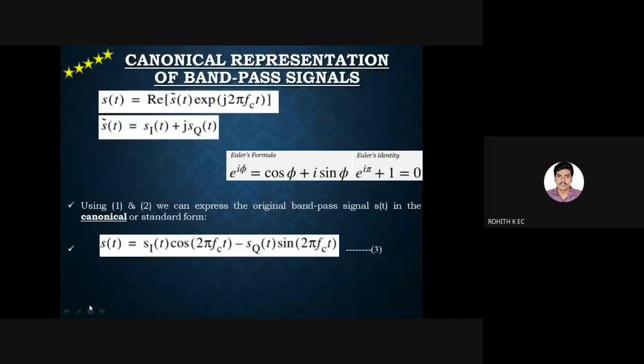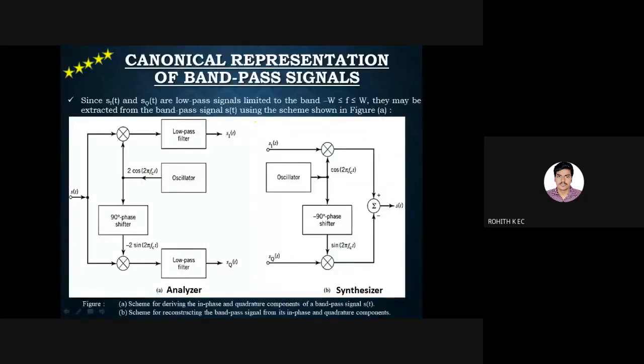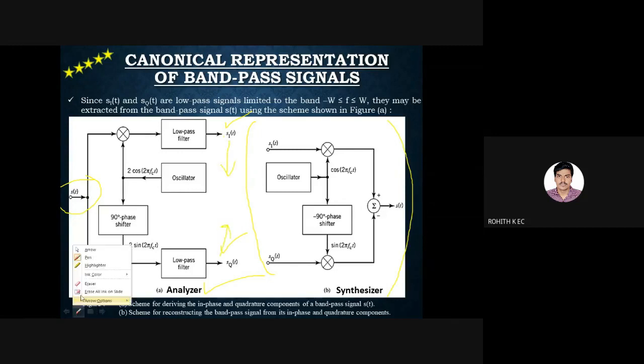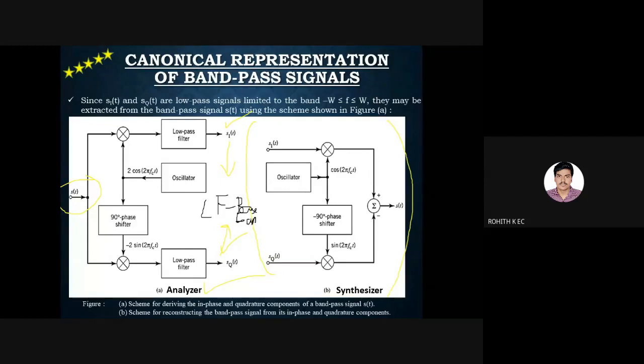So what we have done in the synthesizer diagram is we have implemented this equation in the form of a block diagram, right? If you could recall, in the beginning I told you that canonical representation is nothing but the implementation or realization of complex envelope, right? So here in the synthesizer, we have implemented that equation. Okay, now listen to the next point. In the analyzer, what I'm doing is I'm taking this passband signal and splitting it into si of t and sq of t. These are your low frequency signals, or I can say these are your baseband signals, right? So when I get my signal components in low frequency or baseband, my analysis becomes much easier.